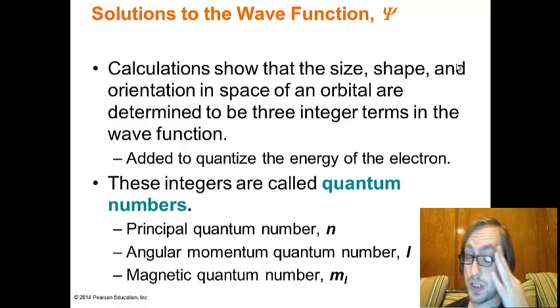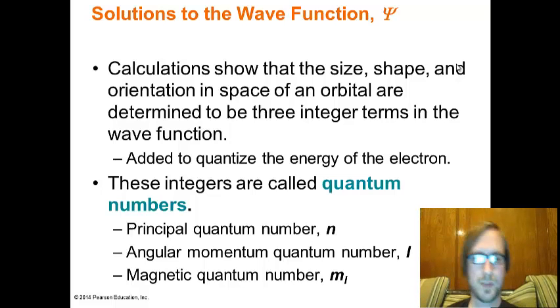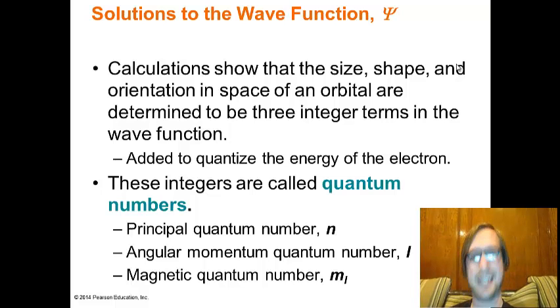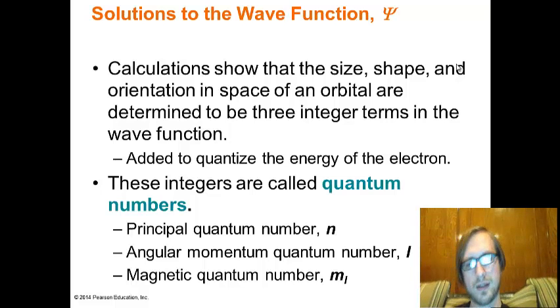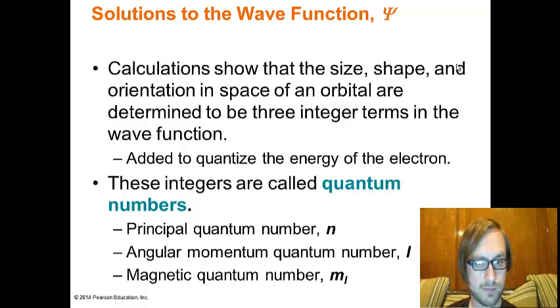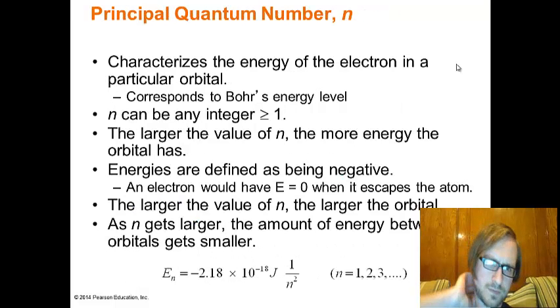There's actually more than just these three. There's also things like spin, for example. So n is our principal quantum number. You should be very familiar with n. N is what we've been talking about as the shell. n equals 1, 2, 3, 4, 5. We looked at that just before on an earlier picture. We also have L, the angular momentum quantum number, and m sub L, the magnetic quantum number.